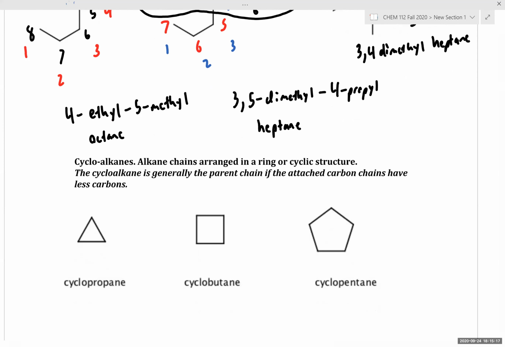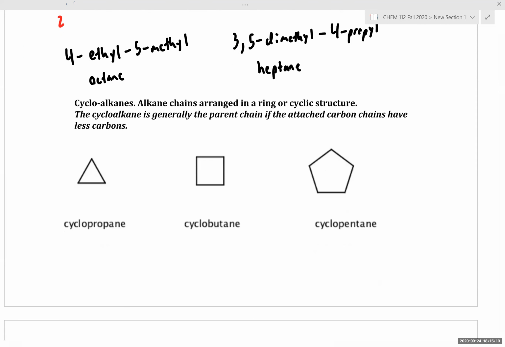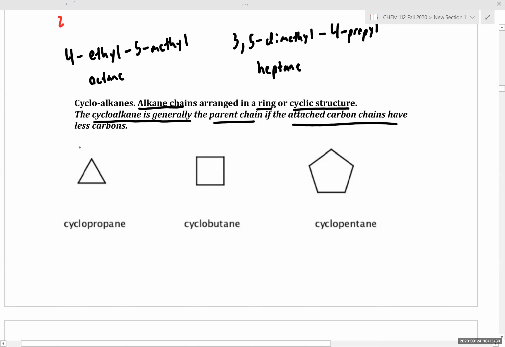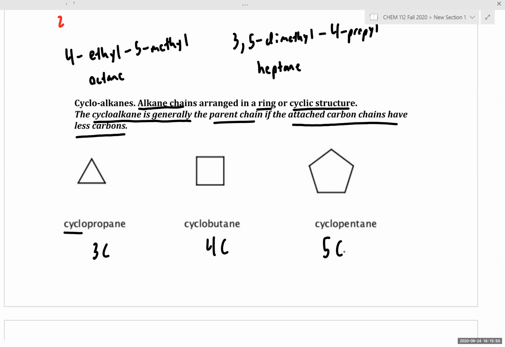Cycloalkanes. Cycloalkanes are alkane chains arranged in a ring or cyclic structure. The cycloalkane is generally the parent chain if the attached carbon chains have fewer carbons. So cyclo is used as a prefix to indicate a cyclic species. So cyclopropane, 3 carbons, cyclobutane, 4 carbons, cyclopentane, 5 carbons, and so forth. Does that make sense to everyone? We'll see a lot of cyclic species next chapter.